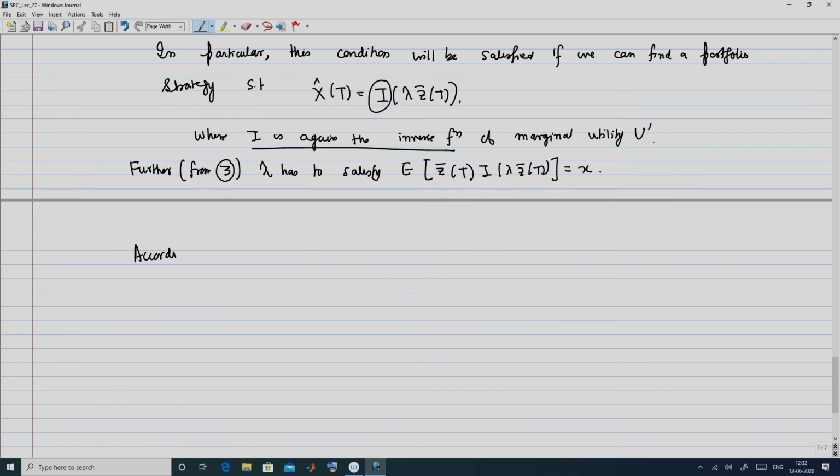Accordingly, lambda will be determined uniquely by this equation, that means this equation.